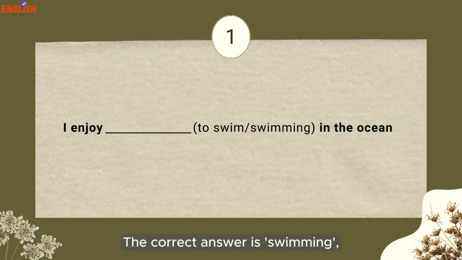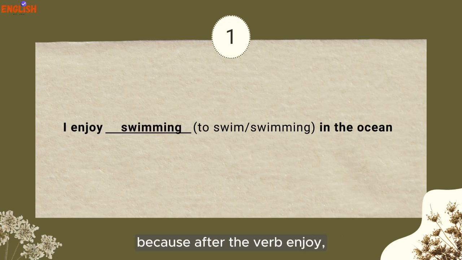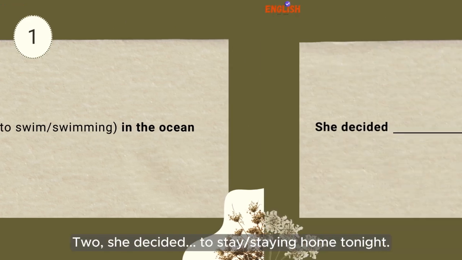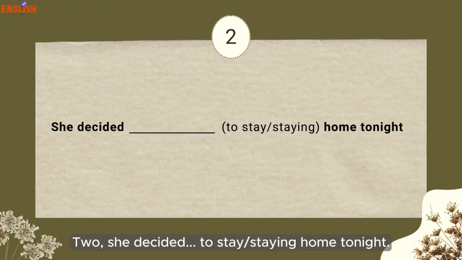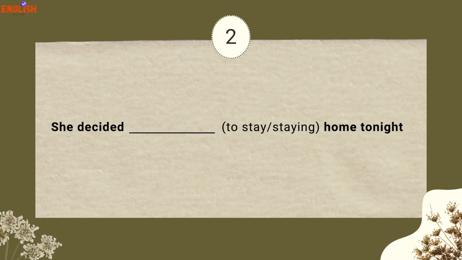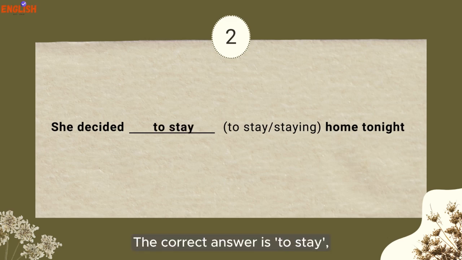The correct answer is swimming, because after the verb enjoy, we use the gerund form. Number 2. "She decided to stay or staying home tonight." The correct answer is to stay, because after the verb decide, we use the infinitive.